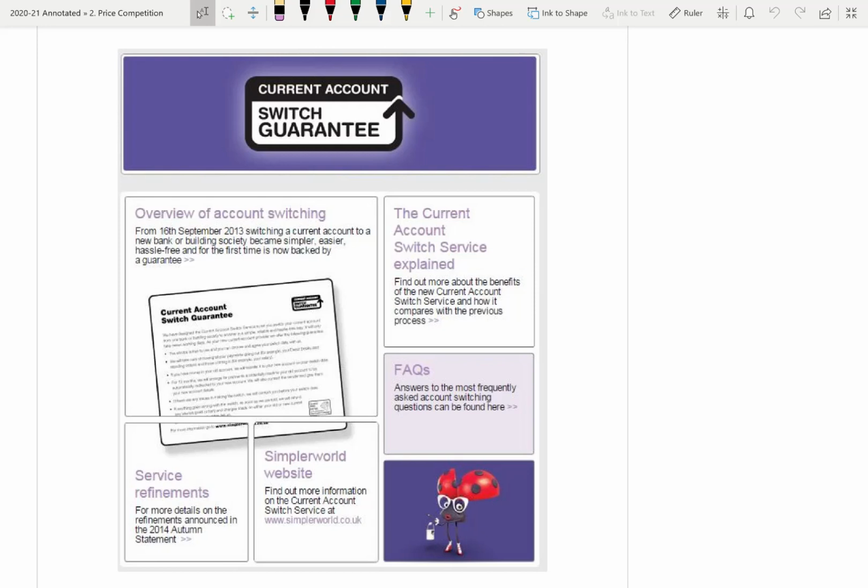And one policy is this current account switch guarantee. So it must be easy for consumers to switch their current account from one bank to another. So the direct debits, the payment of salary, all that has to be done automatically. All the customer has to do is switch their account through, say, a website. Everything else is done by the banks.